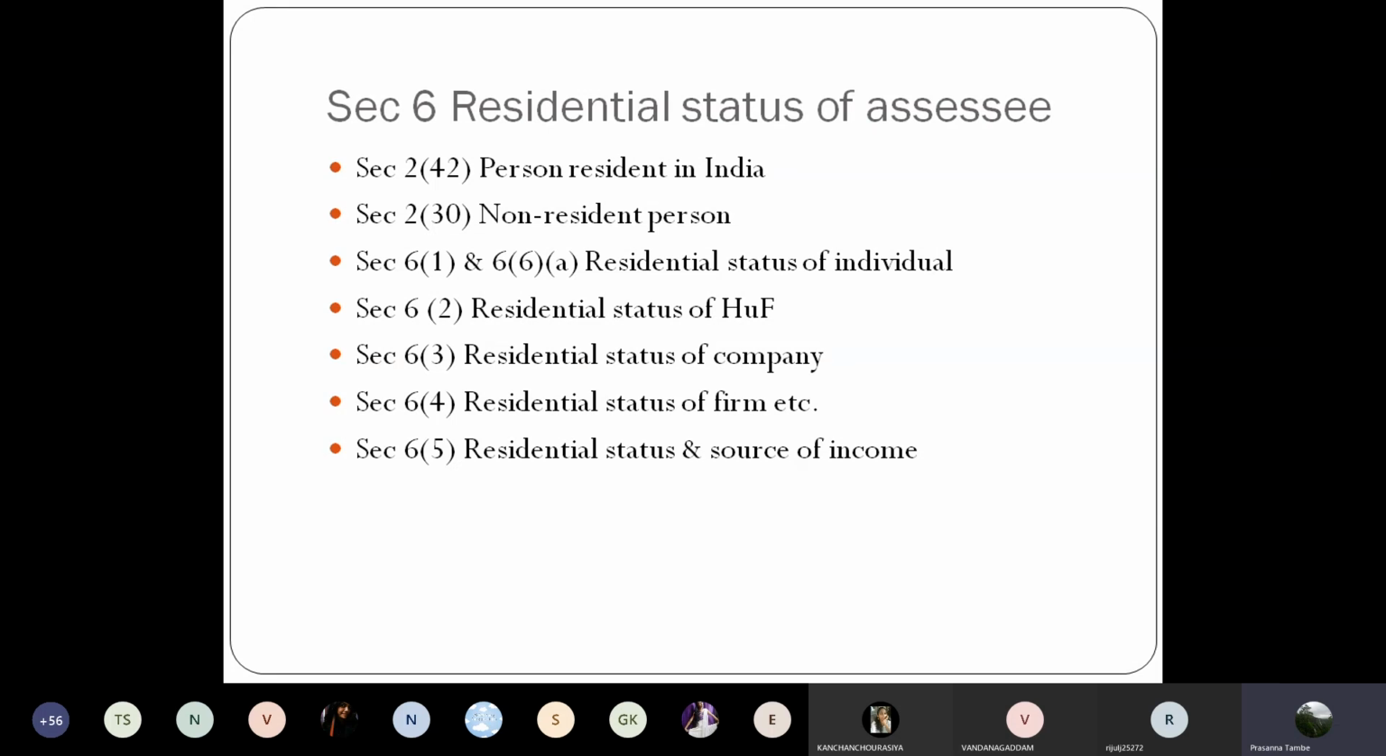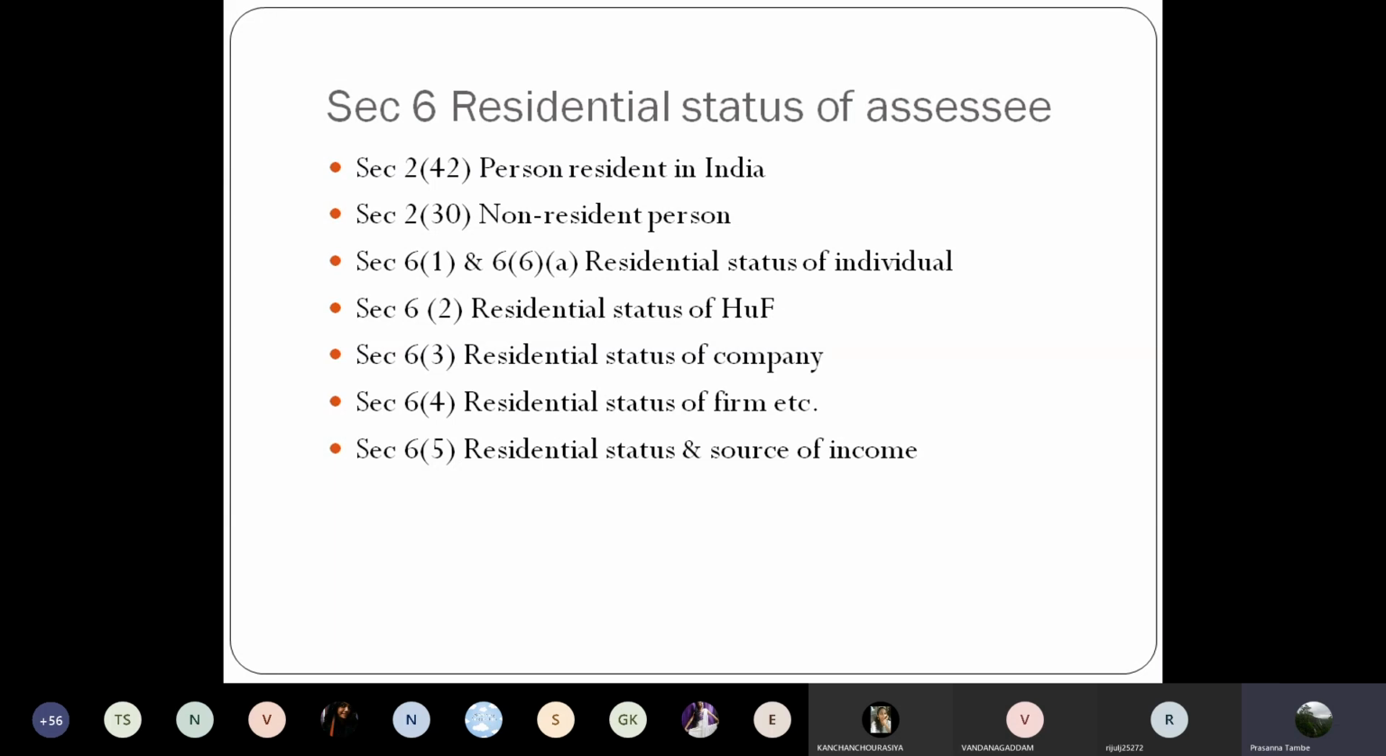Number one. Secondly, once you say that a person is resident or non-resident, will it be his lifetime categorization? And the answer is no. Once you get a stamp of resident or non-resident, it is not a lifetime kind of stamp. It will change from year to year.